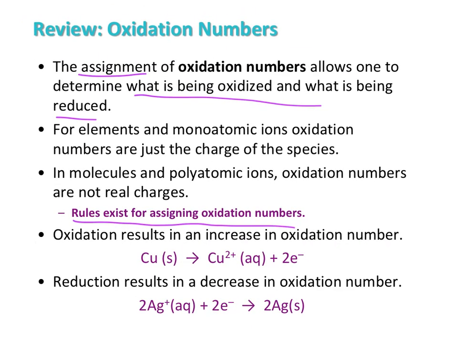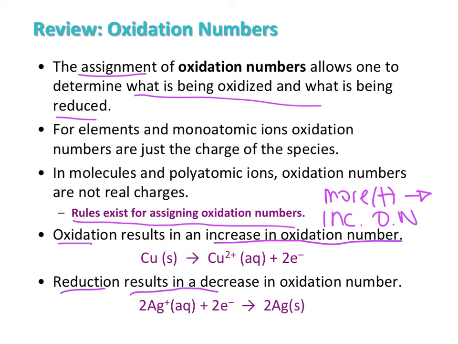Whenever something gets oxidized, this causes an increase in oxidation number. Anything more positive is an increase in oxidation number. So more positive is an increase in oxidation number, arrow. A reduction results in a decrease in oxidation number.